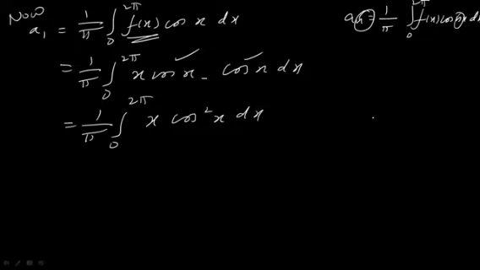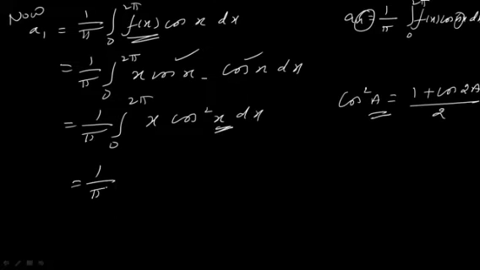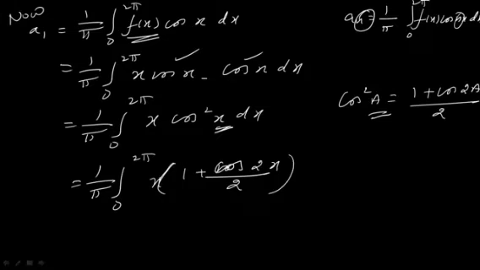You know the formula for cos square a. Cos square a is equal to (1 plus cos 2a) divided by 2. Instead of a, here you have x, right? So that is equal to 1 by π integral 0 to 2π x times, cos square x is equal to (1 plus cos 2x) divided by 2.